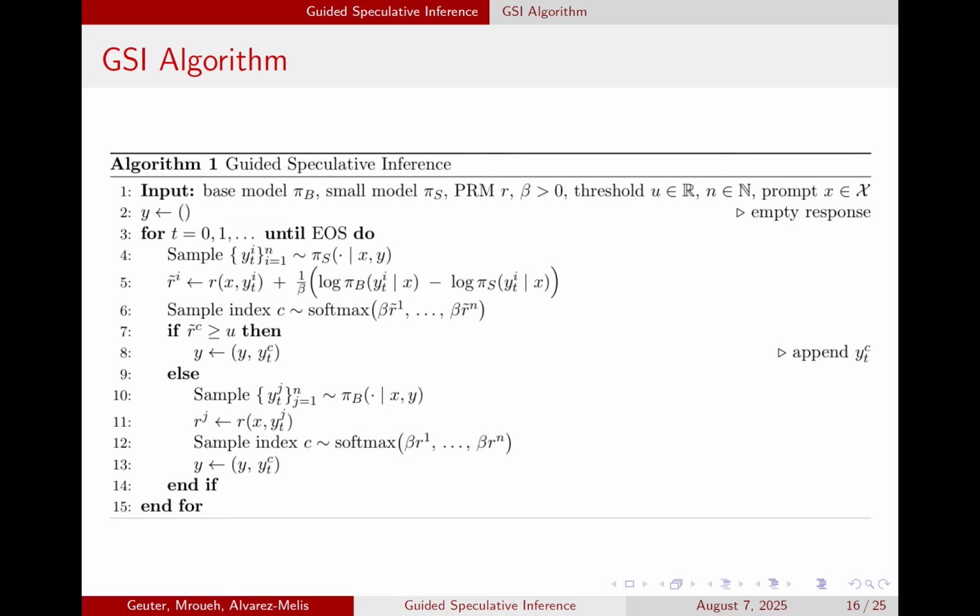But using these ideas, we derive this algorithm where we use a small model to generate responses that are generated faster than if we were using the big model. But by computing these tilted rewards, we can show that provably we recover a distribution that gets arbitrarily close to the tilted distribution that we ideally want to sample from in the end.